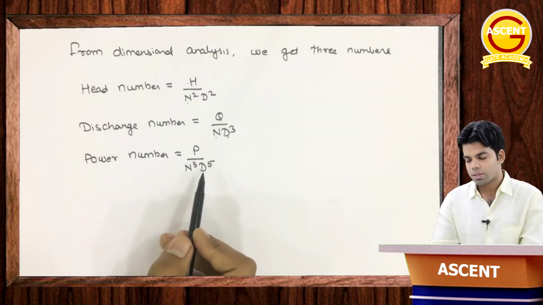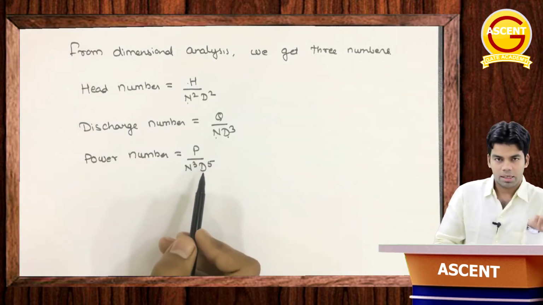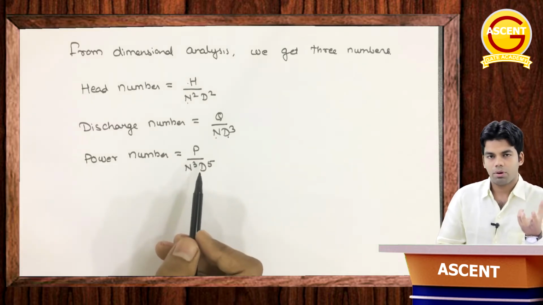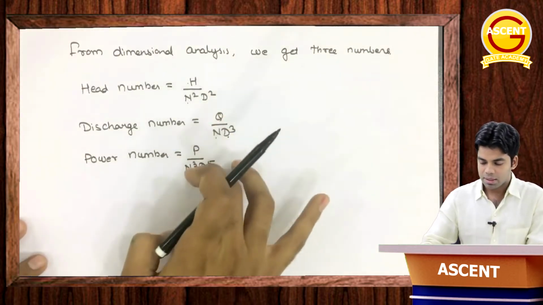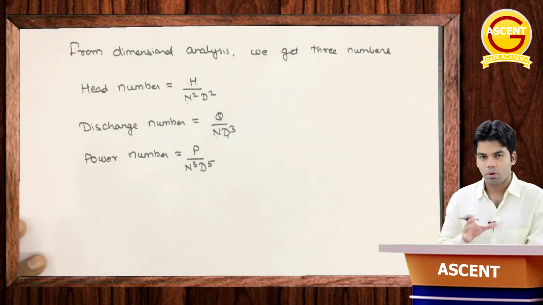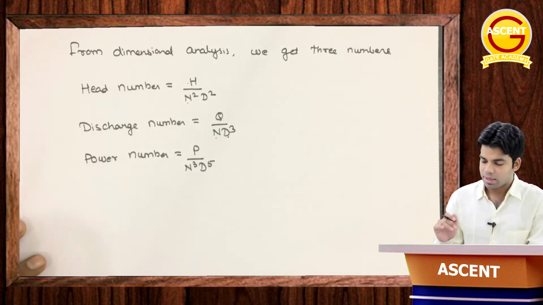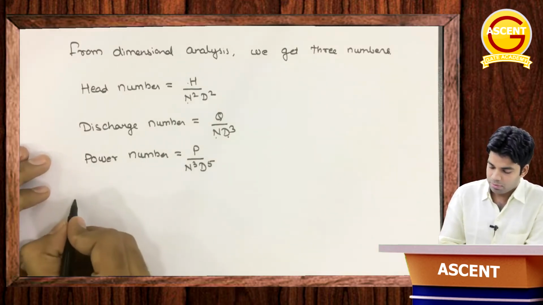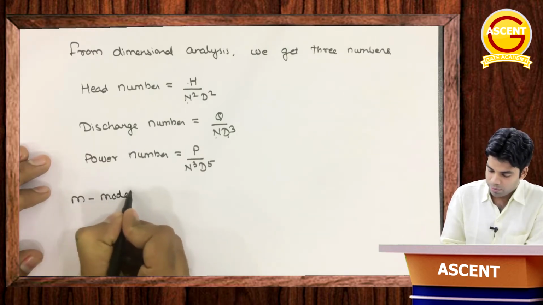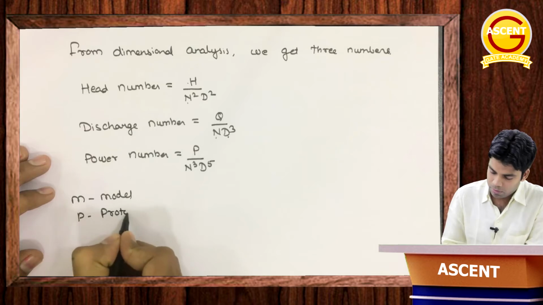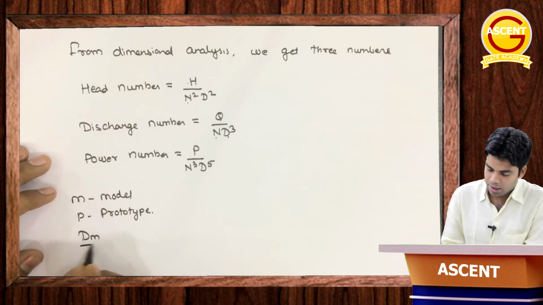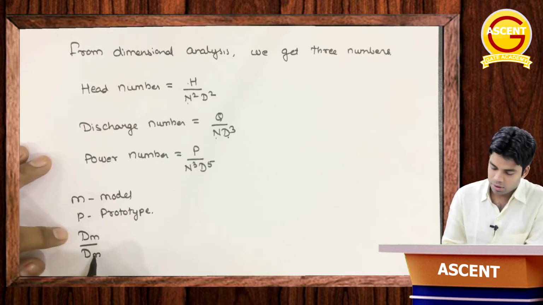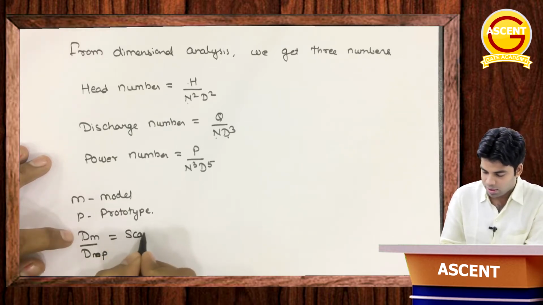Now what is the significance of these numbers? Now if we are having the geometrically similar model, suppose the prototype of a certain turbine, then for that prototype and for the original model, these three numbers are the same. Let's suppose M is taken as our model and P is taken for our prototype, such that Dm by Dp, that means diameter of the model divided by diameter of prototype, is nothing but scale.